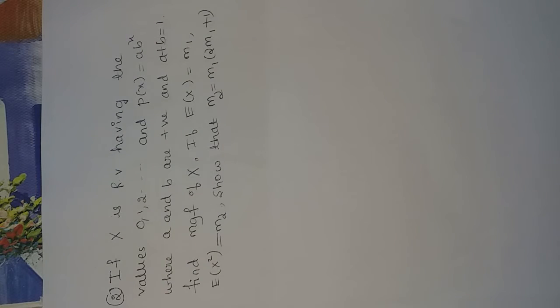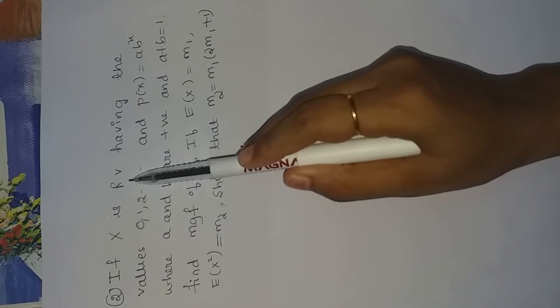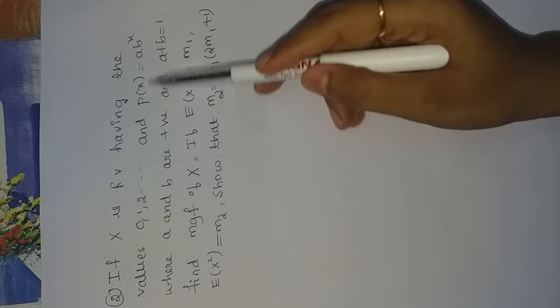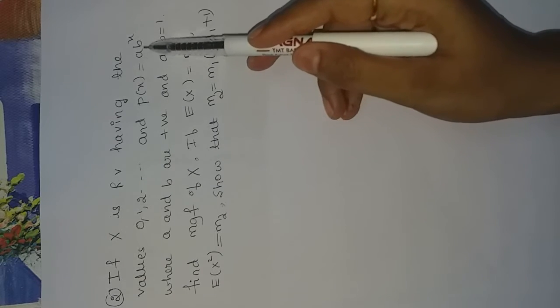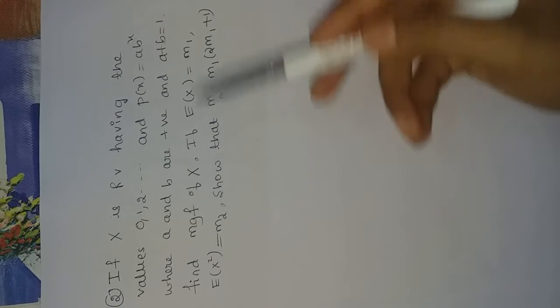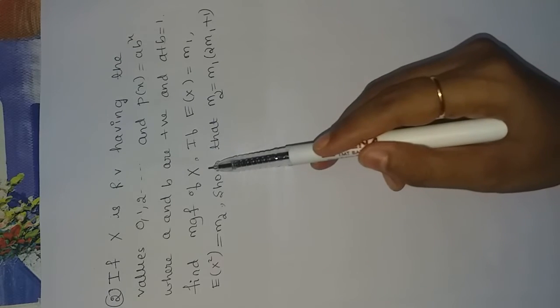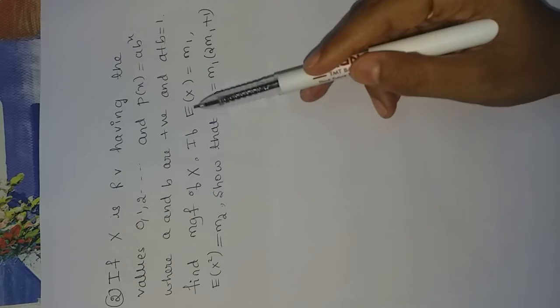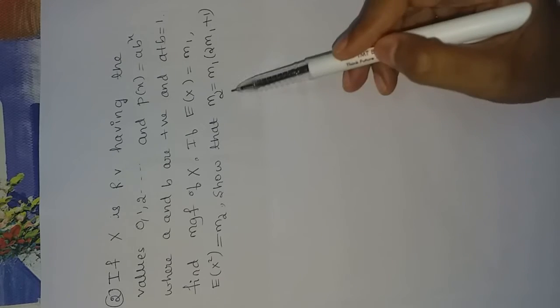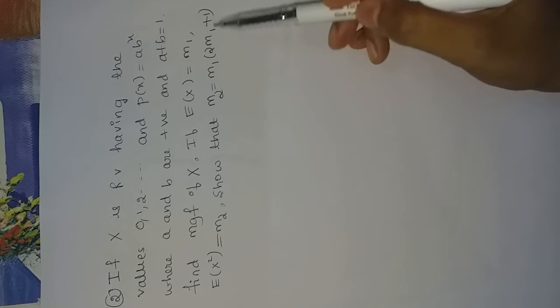Next problem. If x is a random variable having the values 0, 1, 2, so on, and p of x is a b power x, where a and b are positive numbers, and a plus b equals 1. Find the MGF of the random variable x, and if expectation of x is m1 and expectation of x square is m2, show that m2 equals m1 into 2m1 plus 1.